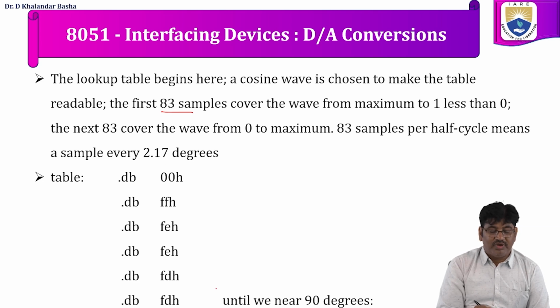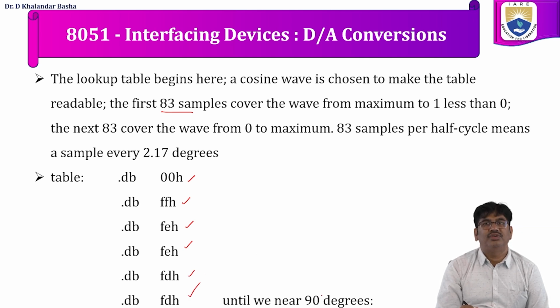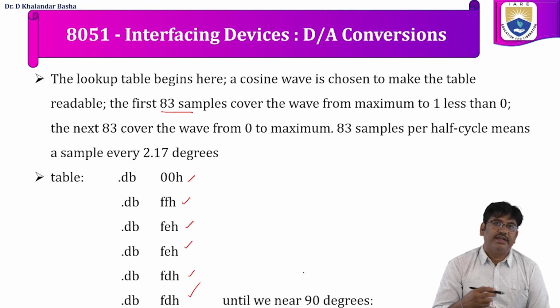So the lookup table will look like this. The first entry we will write as 00. The next entries are FF, FEH, FDH, and so on. Like this, when we are done, we will be approximately near 90 degrees. So in the table, we are going to have a total of 166 samples that will be converted.